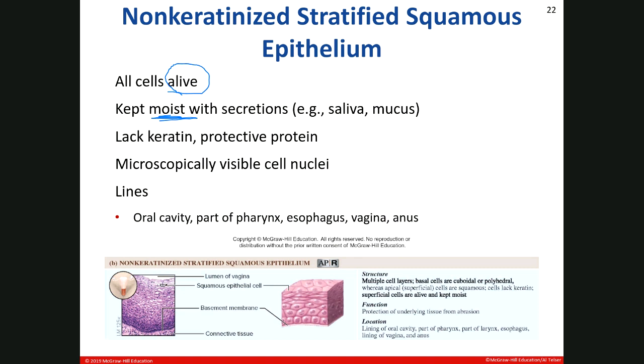If you look at where it's found: the oral cavity, that's moist. Part of your pharynx, that's your throat, moist. Esophagus, moist. Vagina and anus, areas where there's moisture. So think of non-keratinized stratified squamous epithelium as found in moist areas. But you can also think it's going to be close to openings, exits to your body. Just keep that in mind.